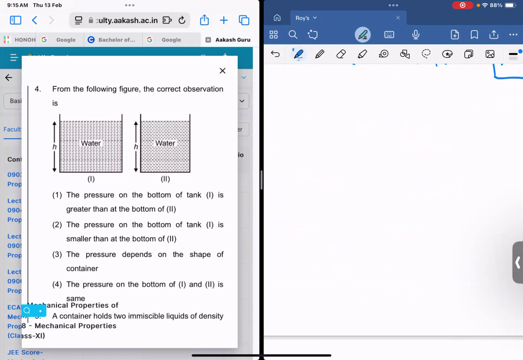And be quick, please. Have you understood the question? Neil, you understood? Yes, sir. Sorry, my mic was on mute. Which option is correct? Sir, I'm just solving. No need to solve. Just read and tell me the answer. There is no writing and solving here. What do you think? At the bottom, which tank will have more pressure?